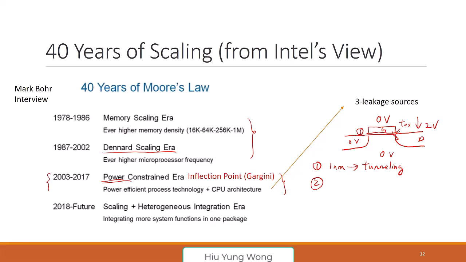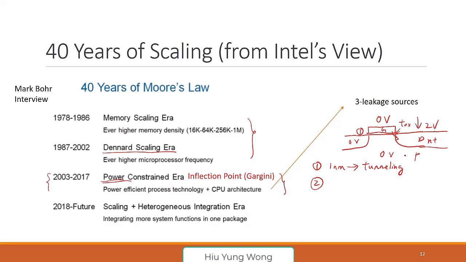The second source is the leakage between this. This is actually N plus. Drain is N plus. This is P. Can you tell me when this is 2 volt, this is 0 volt, what kind of bias is this? Is it reverse or forward bias? When you put positive potential to the N, is it reverse or forward? Reverse, right? The way I memorize is that N is negative. So I put positive to negative, then it is reverse.